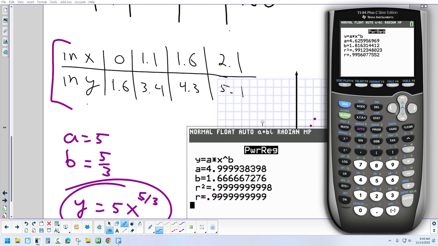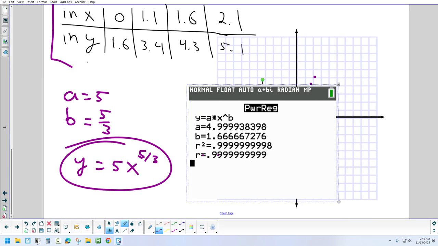Okay, in this class, we don't have to worry about how good of a fit the curve is. In statistics, that is something you would do. You'd calculate what you think your equation is, and then you'd analyze your equation and say, how good is it really? Is it a good fit or not a good fit?